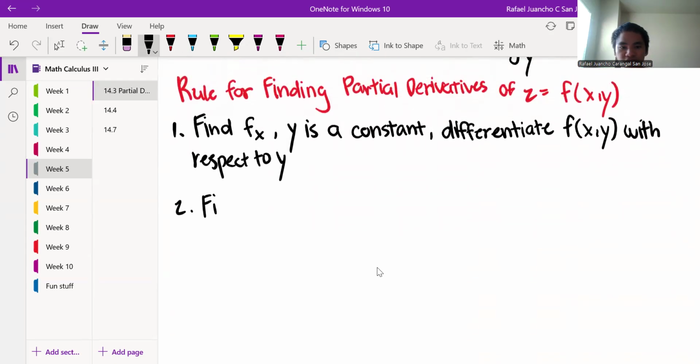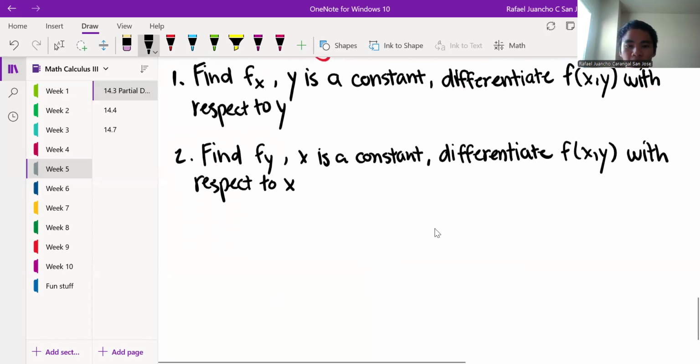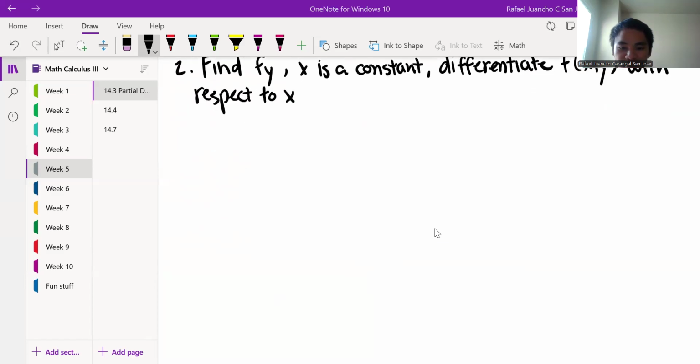And next, to find f sub y, now we make x a constant. And we again differentiate my two-variable function, but this time with respect to y. So what do I mean by that? Well, let's look at an example to see what I mean.